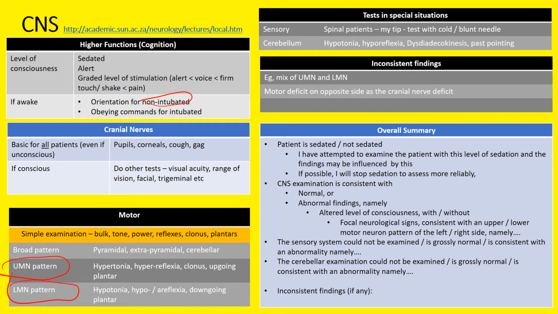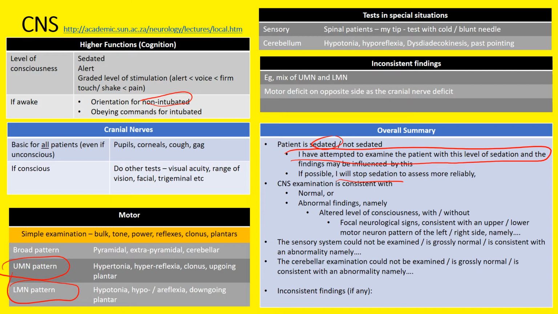And then you have an overall summary, and you can say, the patient is sedated. I have attempted to examine this patient with this level of sedation, and therefore my findings are going to be biased. If possible, I will stop sedation, but I can understand that the patient is trying to get up from the bed and beat you up and punch you in the face. Therefore, I can see why you're giving him 125 milligrams of morphine and Midaz. I'd probably do the same thing.